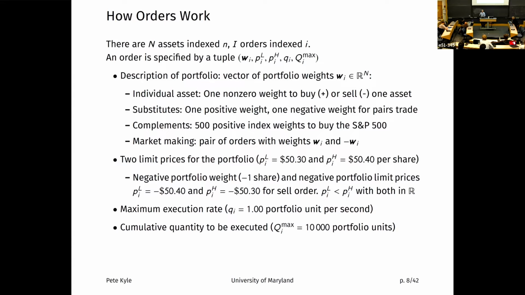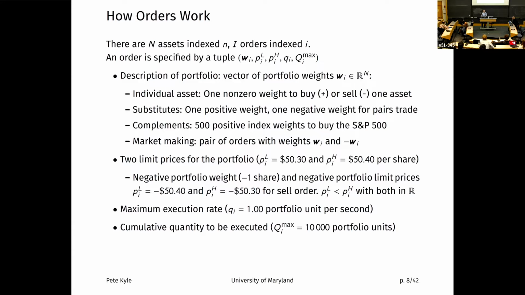Well, when you submit an order, your order is first defined by the portfolio you want to trade. We call that W, put it in bold because it's a vector of 500 portfolio weights that are arbitrary. If it's positive, it means you're buying. If it's negative, it means you're selling. And you can have arbitrary combinations of positives and negatives in your order.